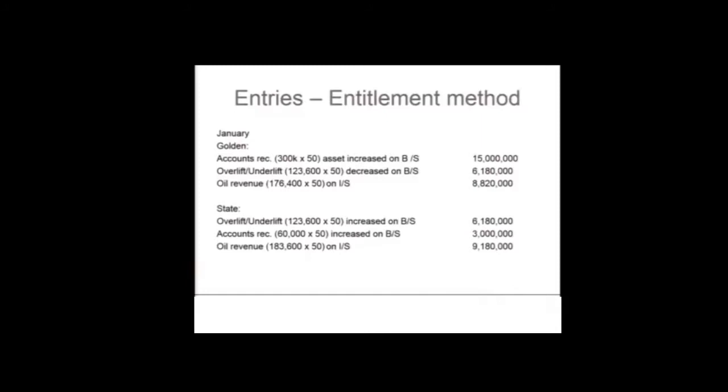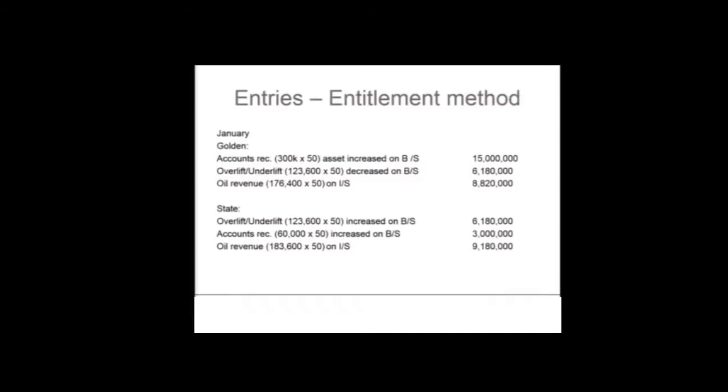The entries for January, just like with the sales method, did not change from our previous example. In January, Golden took 300,000 barrels and sold those barrels to an outsider at the January price of $50 a barrel. So they have an account receivable from that outsider on their balance sheet for $15 million.